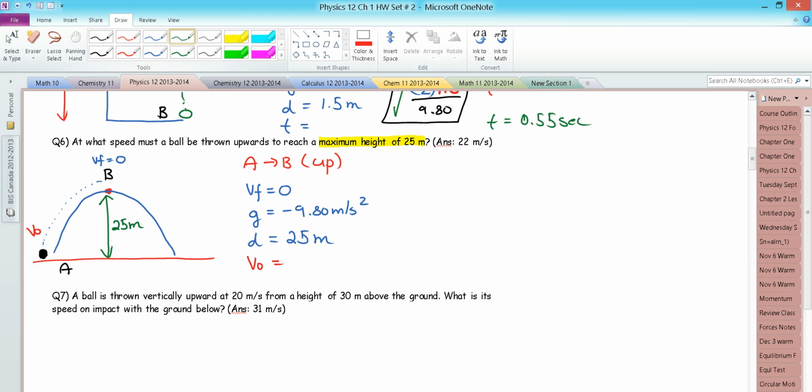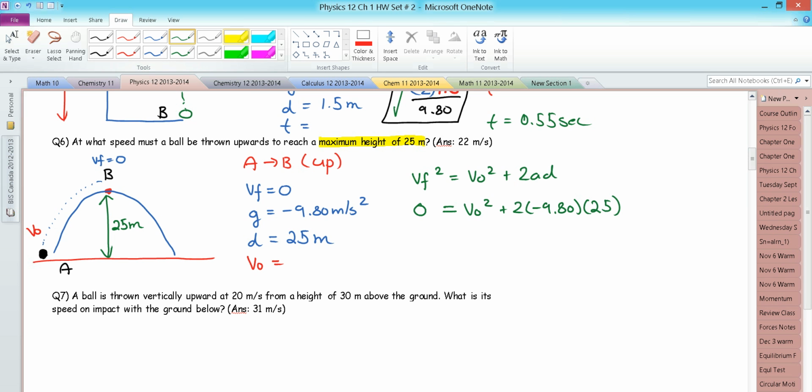And for this problem, the kinematic equation that works best is going to be Vf squared equals V0 squared plus 2AD. I know my final speed is going to be 0, so at the maximum height, the final speed is always 0. My initial speed, I don't know, plus 2 times negative 9.80 multiplied by 25 meters.